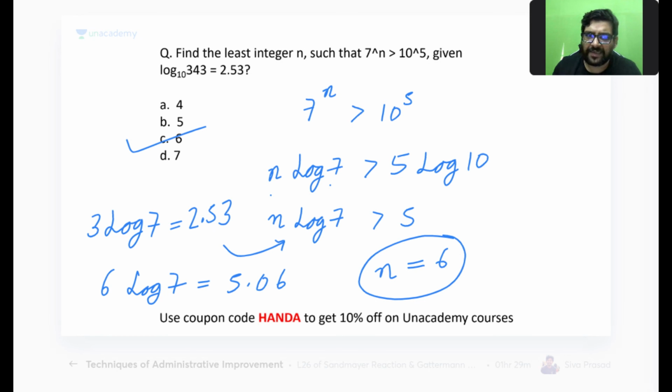340 n to 3. I'm not sure what you mean. What is 343?